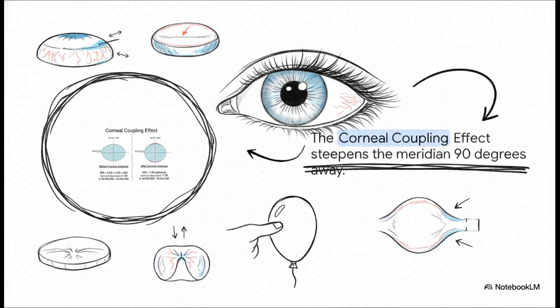But whenever you make an incision, you've got to account for the physics of the cornea, specifically a super high-yield concept called the corneal coupling effect. Because the cornea is a closed dome, when you place an incision to flatten the steep meridian, you mechanically cause the meridian 90 degrees away to steepen. It's kind of like pushing down on one side of an inflated balloon. As that side flattens, the other side bulges up. You absolutely must account for this coupling when planning your nomograms.